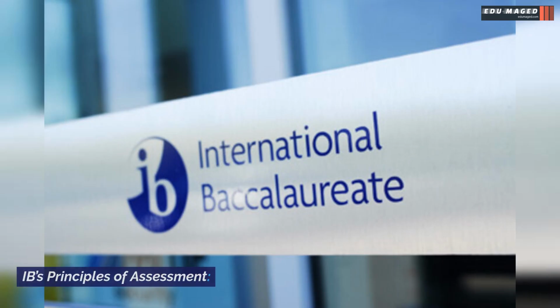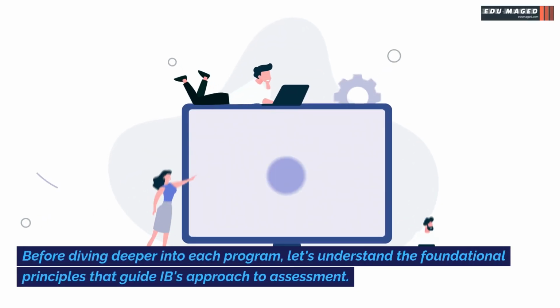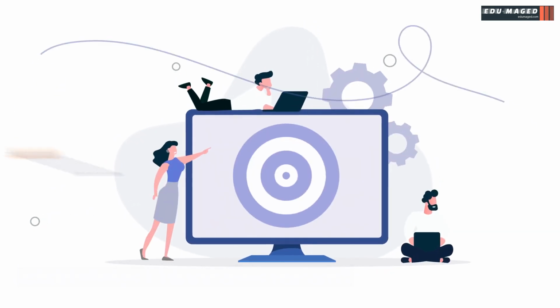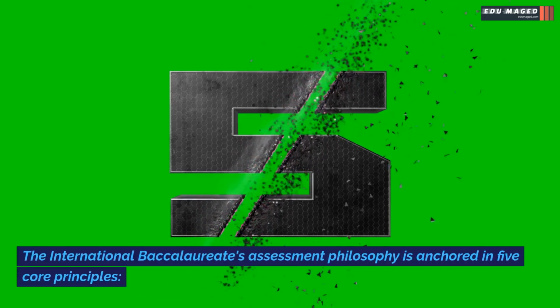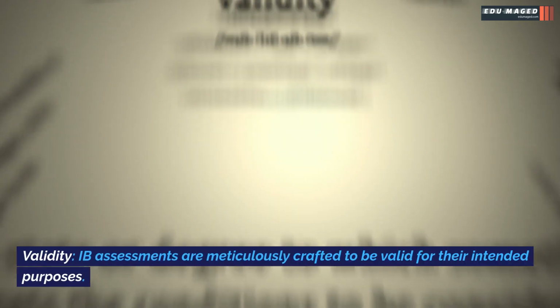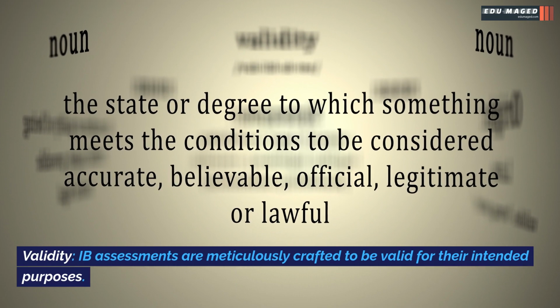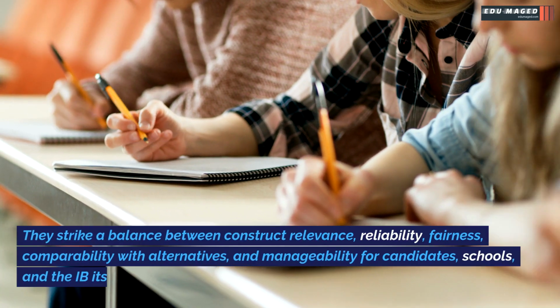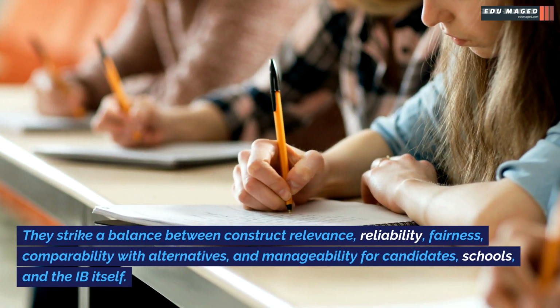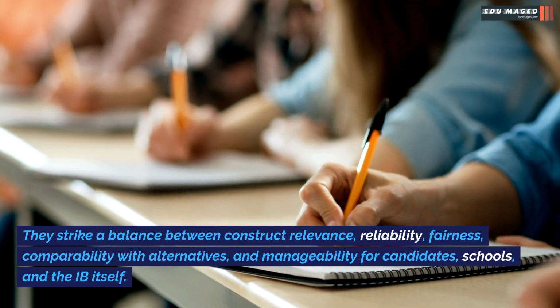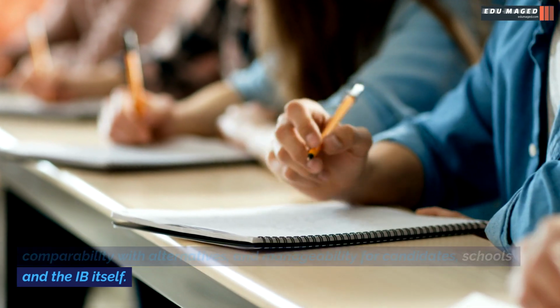IB's principles of assessment. Before diving deeper into each program, let's understand the foundational principles that guide IB's approach to assessment. The International Baccalaureate assessment philosophy is anchored in 5 core principles. Validity. IB assessments are meticulously crafted to be valid for their intended purposes. They strike a balance between construct relevance, reliability, fairness, comparability with alternatives, and manageability for candidates, schools, and the IB itself.